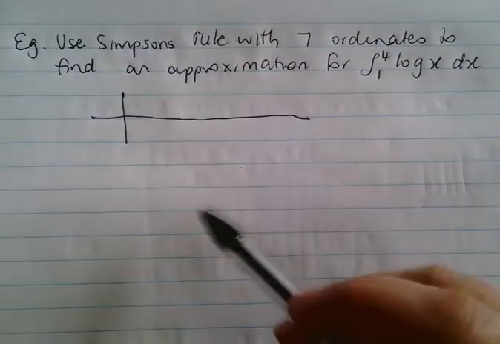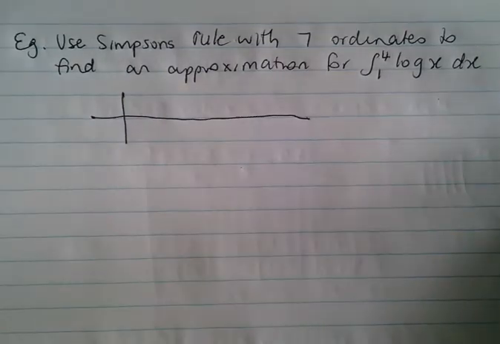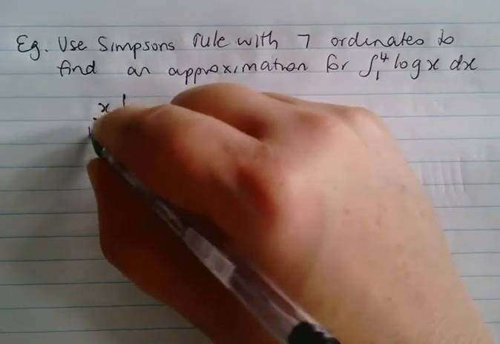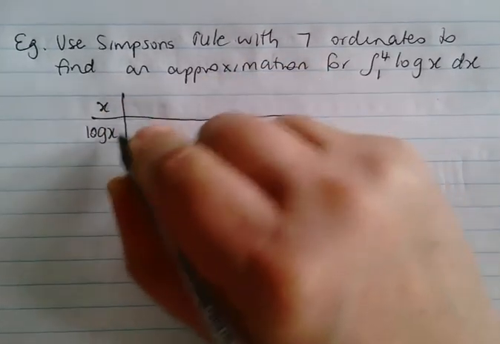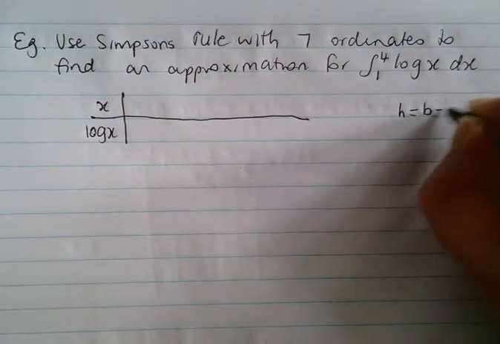We'll use Simpson's rule with 7 ordinates, or 7 function values, to find an approximation for the integral between 4 and 1 of log of x dx. So we've got x and function of x, so I'll just go log of x. Let's see what h is: b minus a on n.